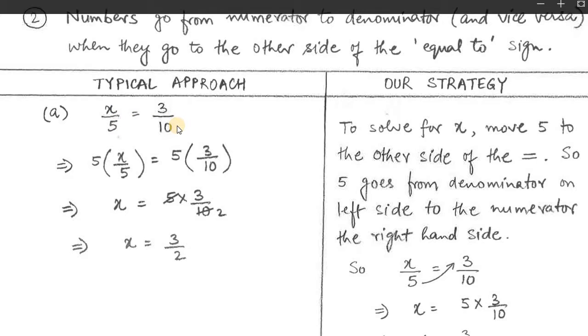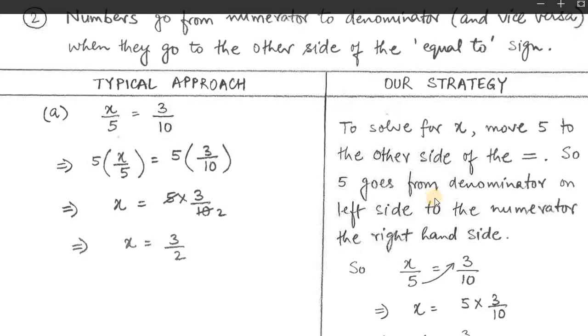So typically what we do in school is we want to solve for x. So we want to get rid of 5. And the way we do that is, since 5 is in the denominator, we multiply the whole thing by 5. And what we do on the left hand side of the equal sign, we do on the right side as well. So you multiply 5 by 3 over 10. So 5 and 5 cancel off, so we are left with x equals 5 times 3 over 10, which is 3 over 2. Right? Again, this is a simple example.